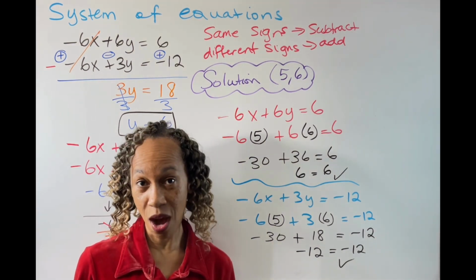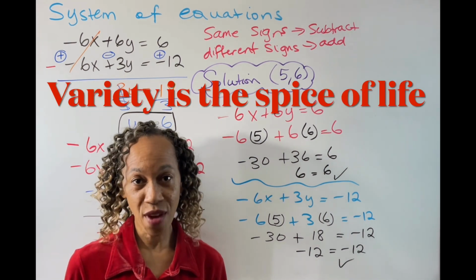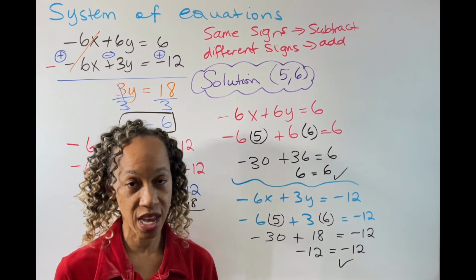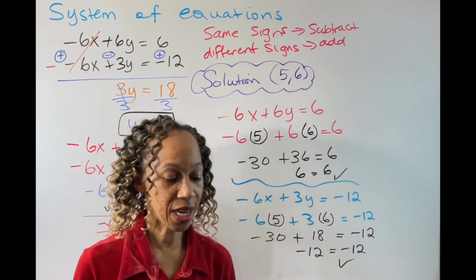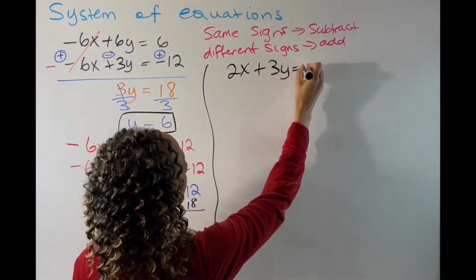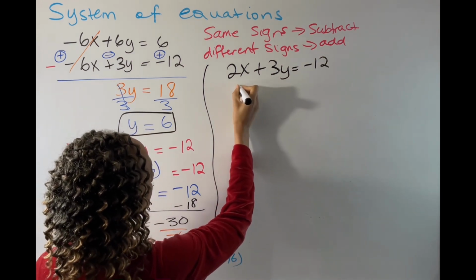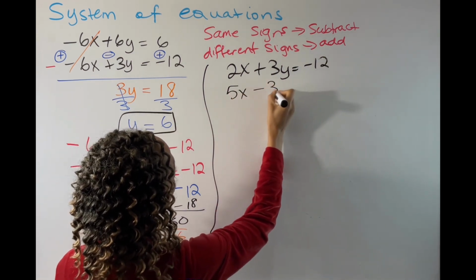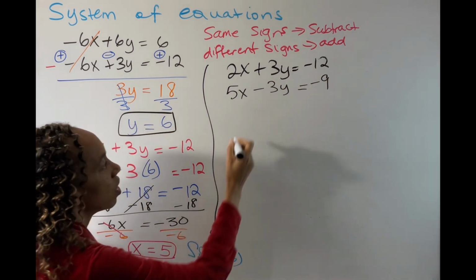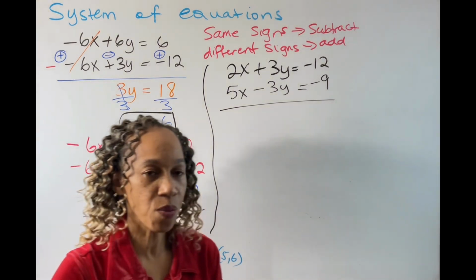As you should know by now, I will never give you just one example. Variety is the spice of life, and I always want to throw in another example that has other things that you can relate to. So let's get into it. 2x plus 3y equals negative 12. And the other equation is going to be 5x minus 3y equals negative 9. You draw your line there. So you have the two equations now.